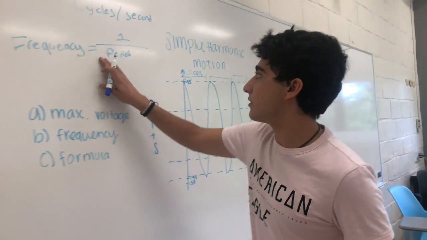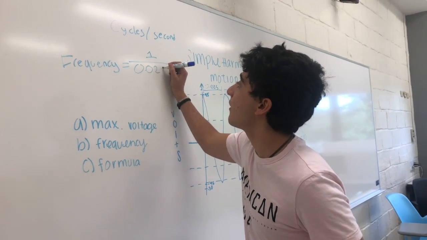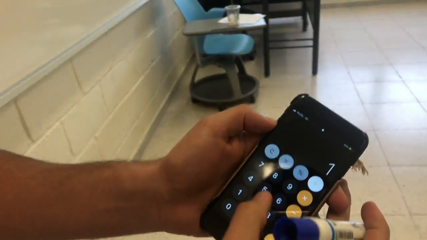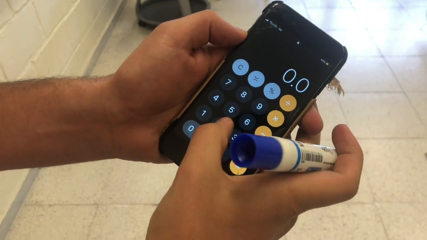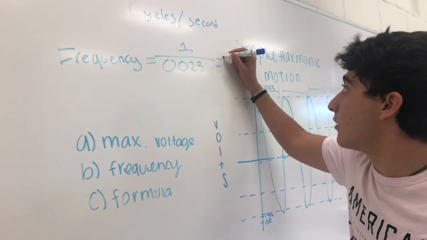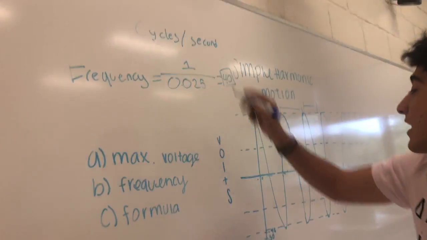Now we will substitute 0.025. Now we do a simple division. That is 1 over 0.025, and the answer is 40. So we got 40. This makes sense because it is cycles per second.